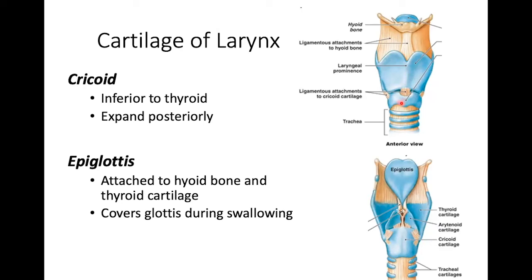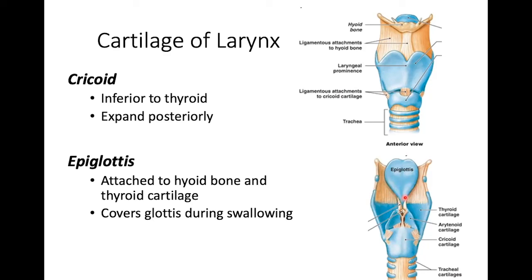Well, that ridge further down, that is your cricoid cartilage. And the cricoid cartilage is another unpaired cartilage, so there's only one of them, and it is a ring-like structure that expands posteriorly. Now, we've been looking in anatomical position. If we were to turn around and look from a posterior view, you would see here that the thyroid cartilage is open posteriorly, and the cricoid cartilage expands posteriorly to form a complete ring.